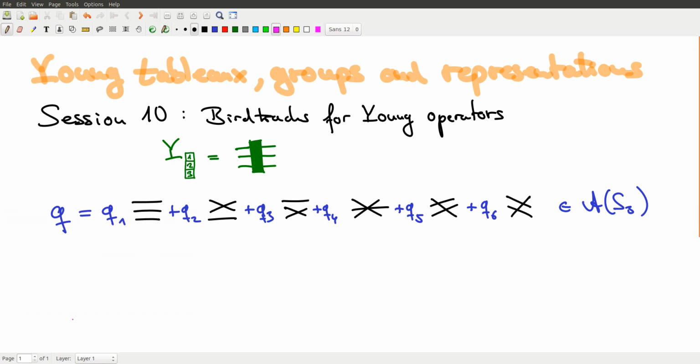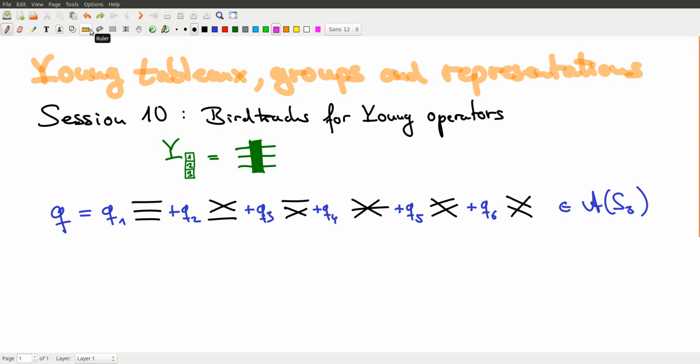As an example, we want to determine the representation corresponding to this one column diagram, a representation of S3. So the Young operator for this one column diagram, that's the total antisymmetrizer, which we wrote by a solid bar over the 3 lines. Here we have an element of the group algebra. So first we have to find out what the space is to which this Young operator here projects.